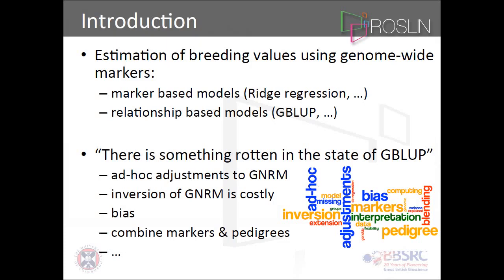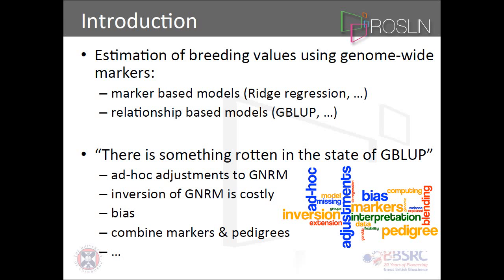So if we only have genomic information, we know we can either use marker-based models or relationship-based models. And relationship-based models have a great appeal to breeders because in essence they should just be a genomic extension of the pedigree-based models that we are all very familiar with.